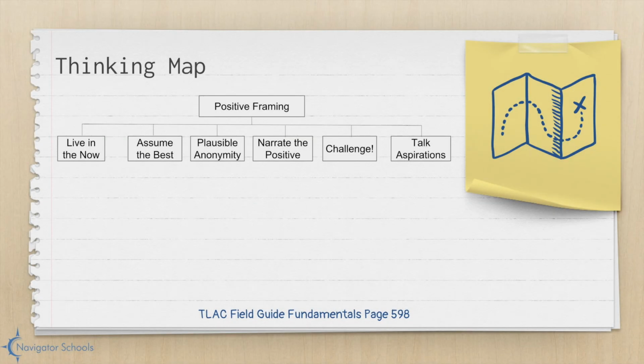We've come to our final reflection. Here's a tree map including the 6 strategies of positive framing. Take a few minutes to write down some sentence frames or examples for each of the strategies. If you need some help to get started, refer to page 598 of your Teach Like a Champion field guide, More Reframing. When you finish, share with your group.